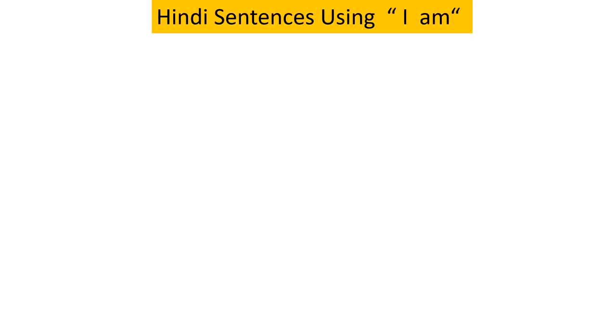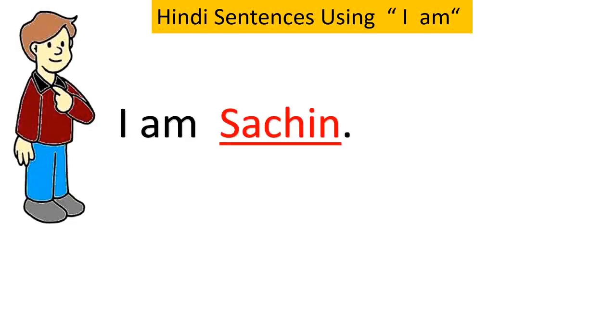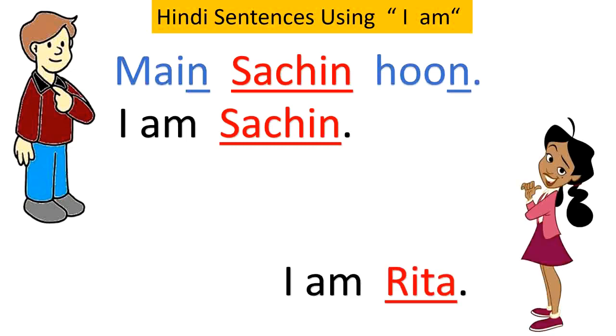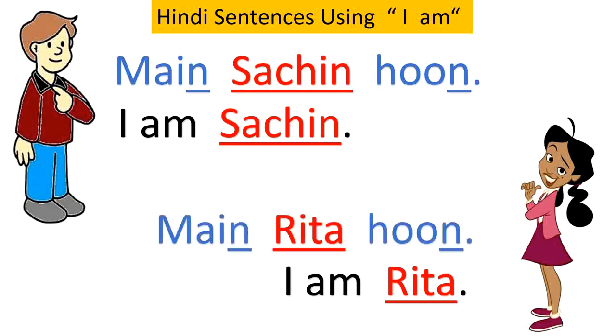The first English sentence using I am is I am Sachin. In Hindi, Sachin will go in between मैं and हूँ. Hindi sentence will be मैं Sachin हूँ. Speak with me. मैं Sachin हूँ. Similarly, the next sentence, I am Rita. In Hindi, मैं Rita हूँ.